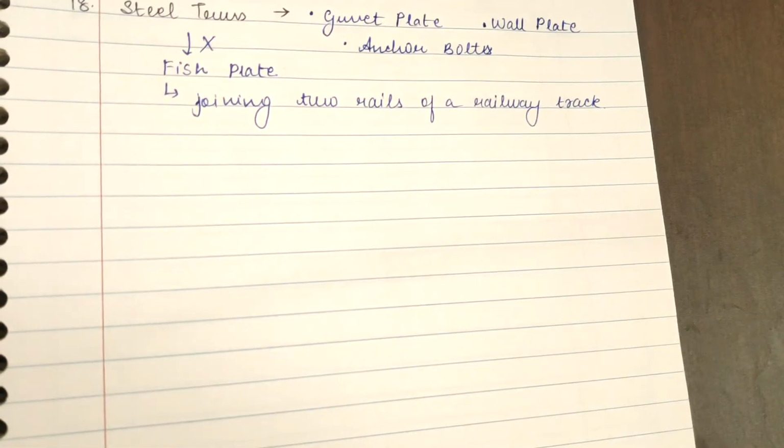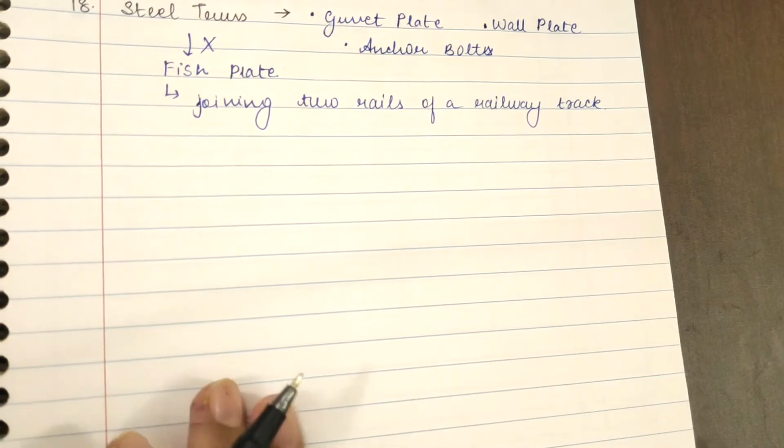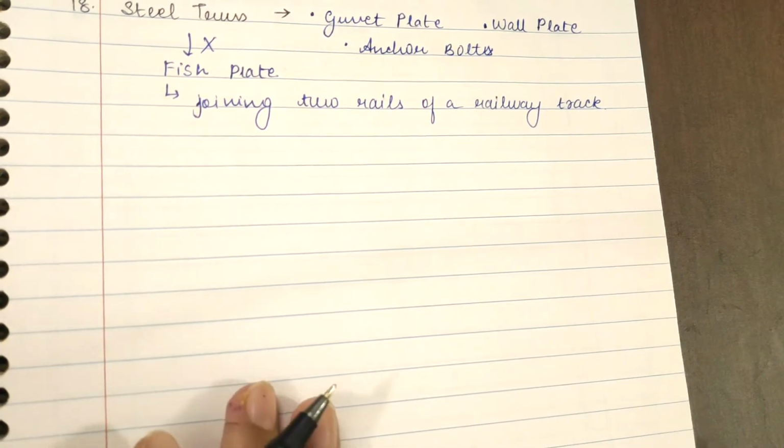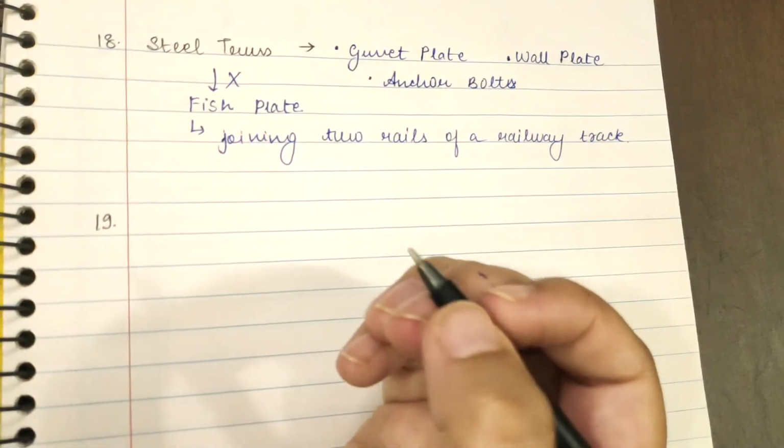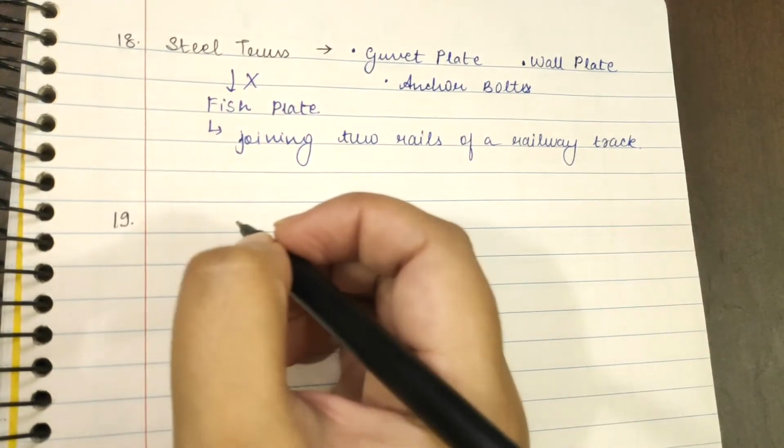Now question number 19 is identify the odd one among the following: A. Security deposit, B. Professional tax, C. Performance bank guarantee, and D. Earnest money.